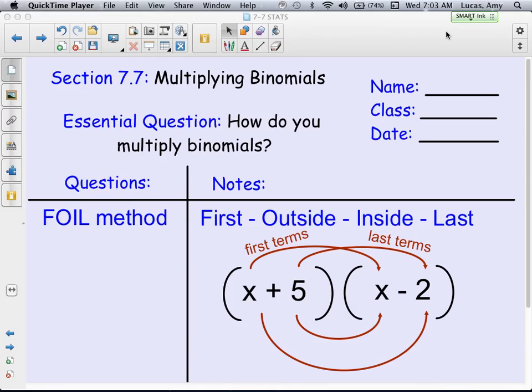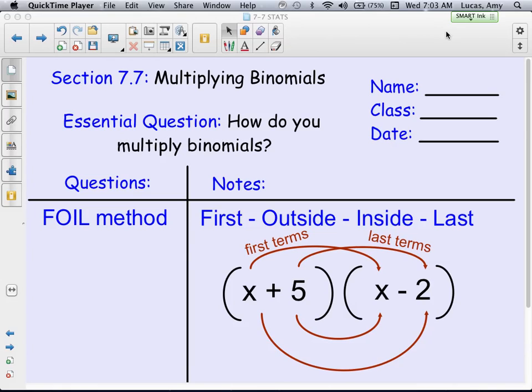The method that we're going to work with is called FOIL. The FOIL method stands for first, outside, inside, last. The first terms are the first one in each binomial. So the first term in each binomial multiplied together give you the first product.